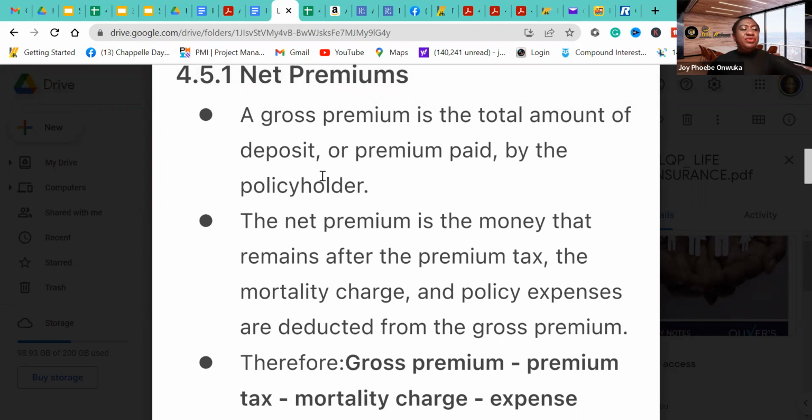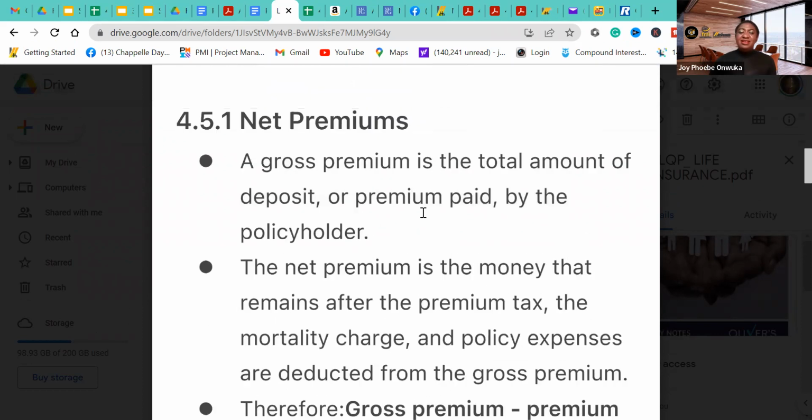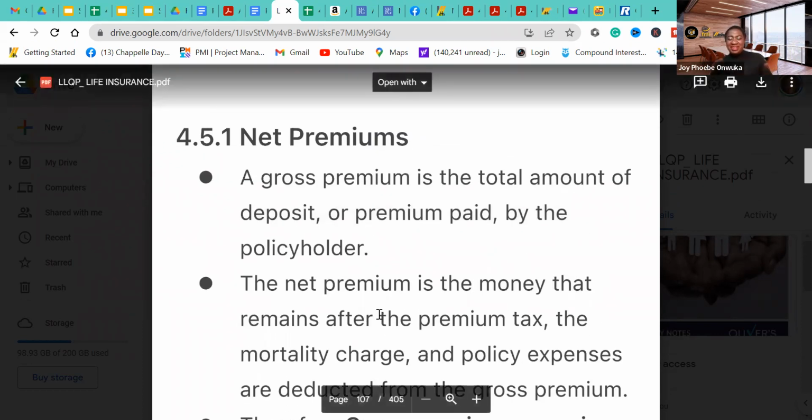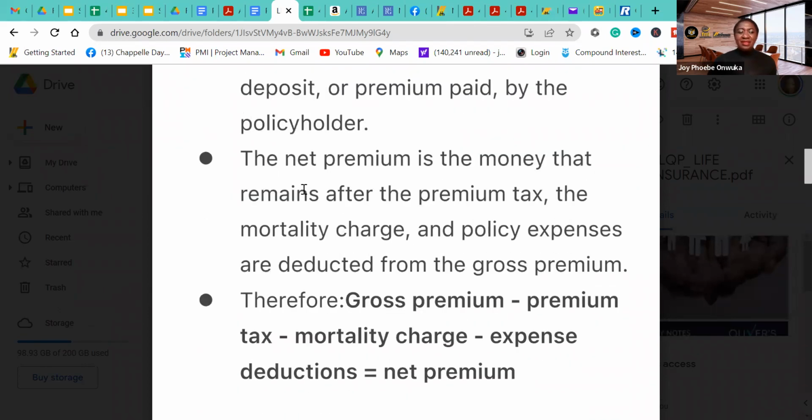So we move on to the net premium. A net premium is the money that remains after the premium tax, right? It is just like a gross income, net income, typical kind of thing, right? That's why it is here. A gross premium is the total amount of deposit or premium paid by the policyholder, all right?